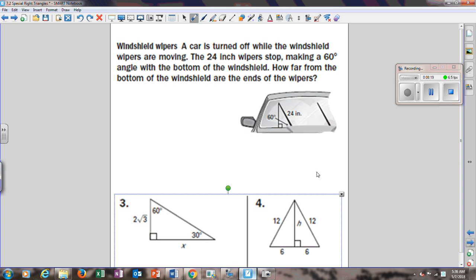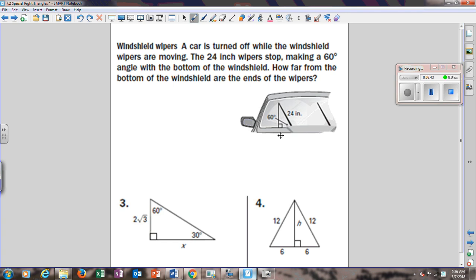Alright, windshield wipers. Car's turned off, all the windshield wipers are moving. The 24-inch wipers stop, making a 60-degree angle with the bottom of the windshield. How far from the bottom of the windshield are the ends of the wipers? Okay. So here I got my hypotenuse. It's 24 inches. I need to find this vertical.